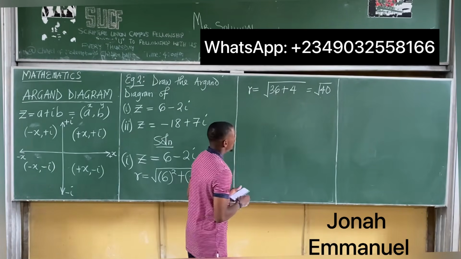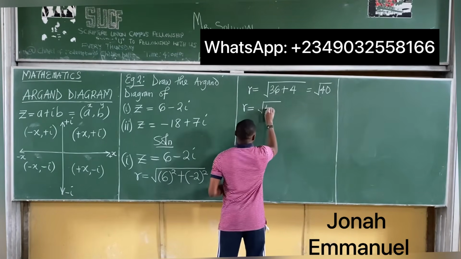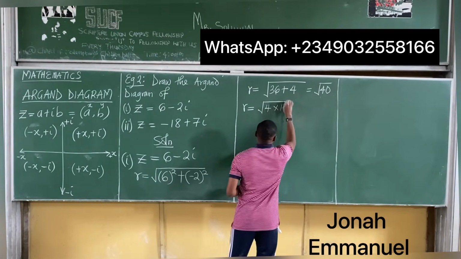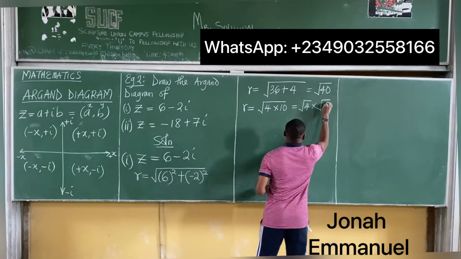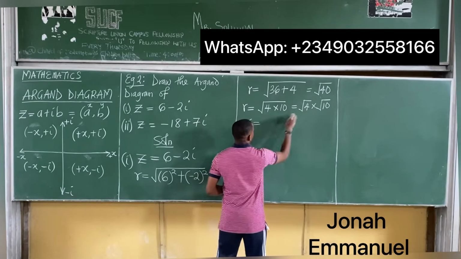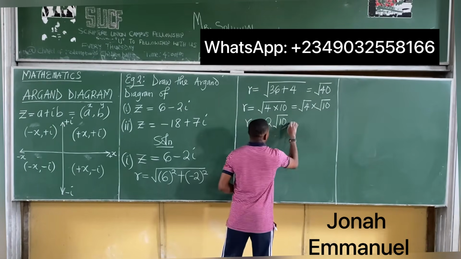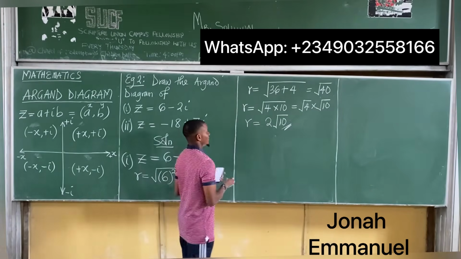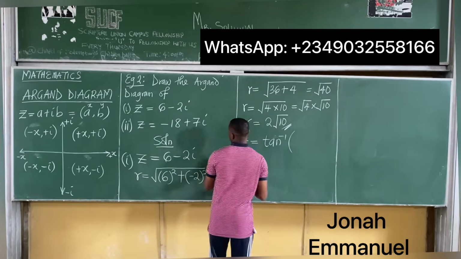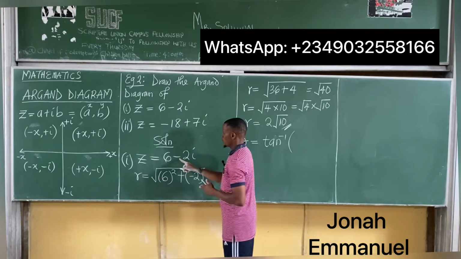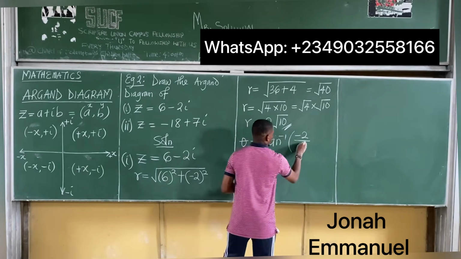√40, can it be broken down? Yeah. R is equal to √40, which is √4 times 10. That's equal to √4 times √10. So R is equal to √4 is 2 times √10. That's 2√10. So R is 2√10. Let's get theta, the amplitude. Theta, we said, is equal to tan inverse of the B part, the coefficient of i, which is minus 2, all over the A part, which is 6.